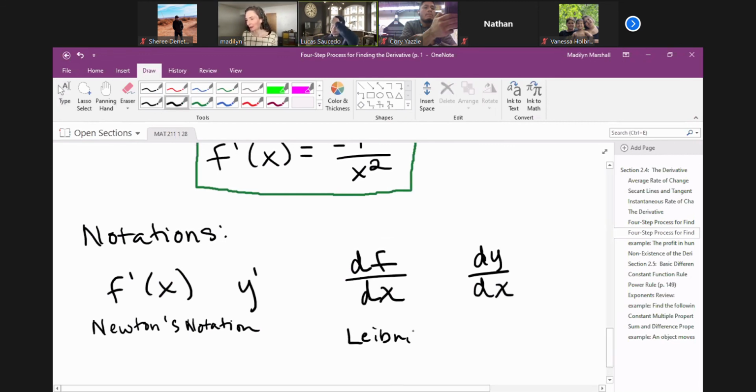Is the d for delta, maybe? Yes, it does. You're right. It's an infinitely small delta, a change. Leibniz's notation.